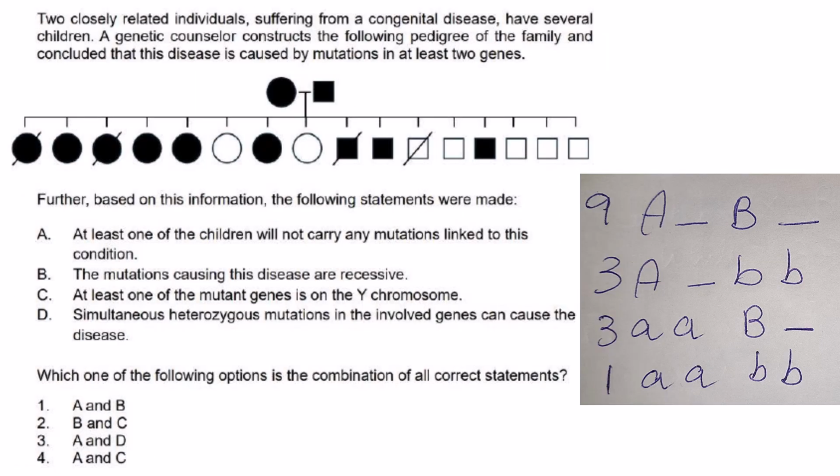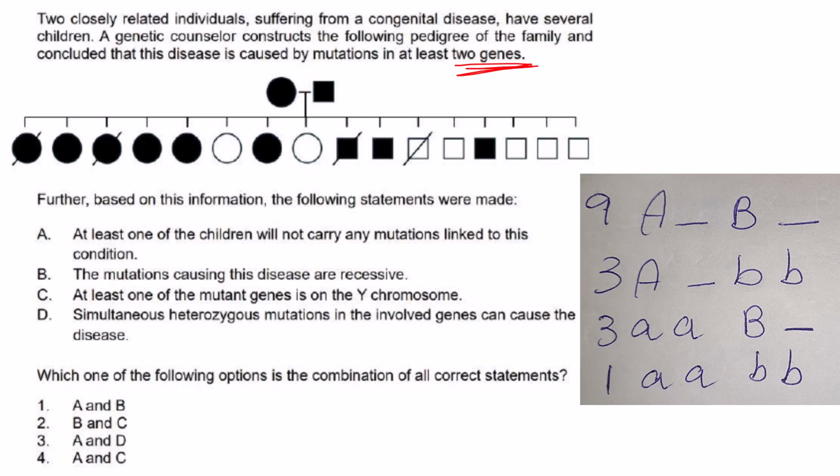Now next one. Two closely related individuals suffering from a congenital disease, that is by birth they are having the disease, have several children. A genetic counselor constructs the following pedigree of the family and concludes that disease is caused by mutations in at least 2 genes. Okay, they have mentioned 2 genes, so we will take into consideration the dihybrid case.